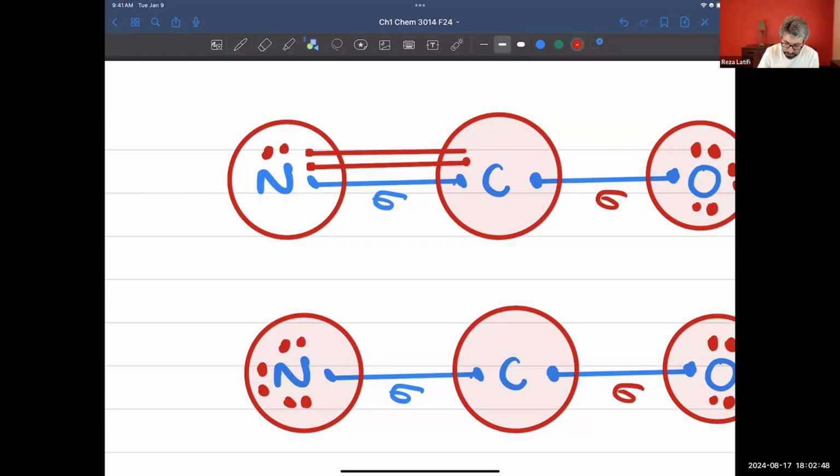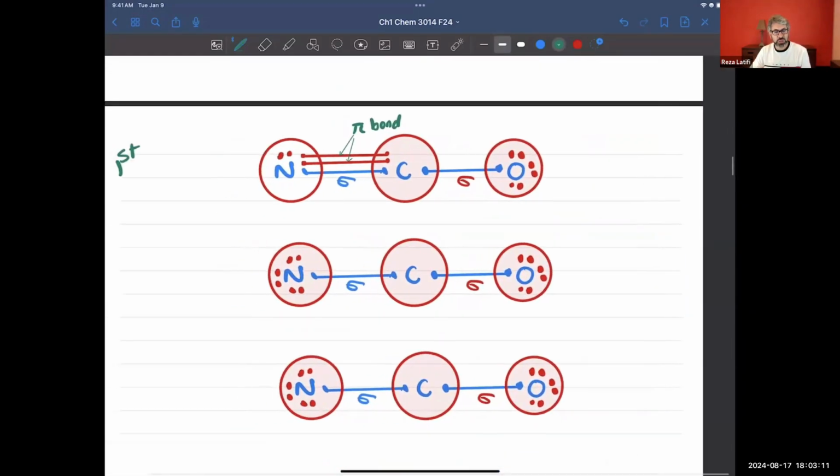Okay. Now, I got the triple bond. The second and third bond, we call them pi bonds. Okay, those are pi bonds. You can repeat this one with oxygen.